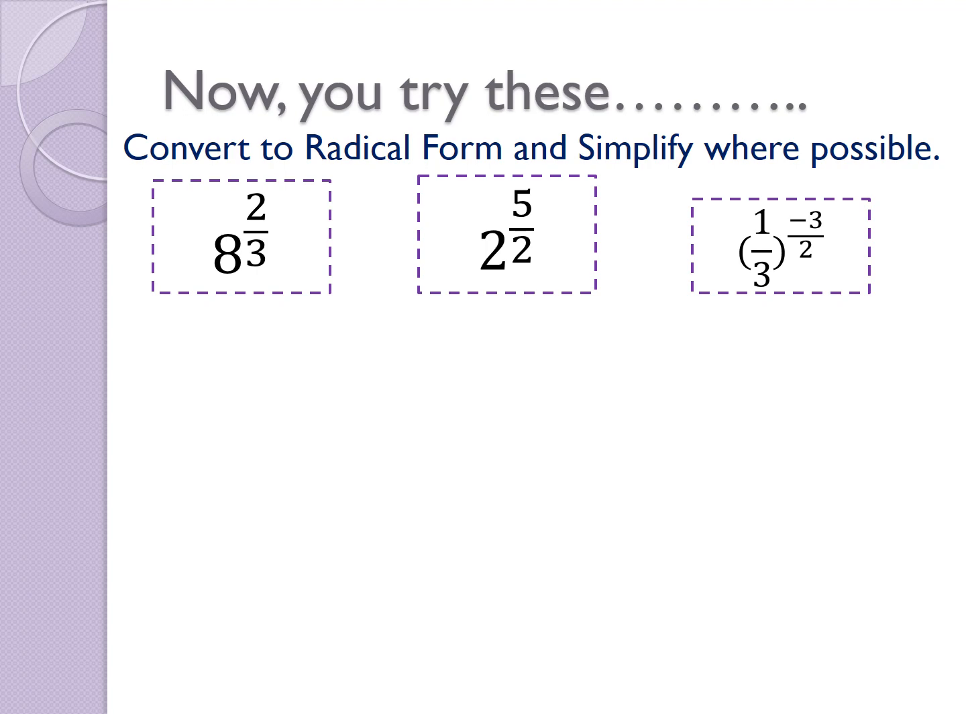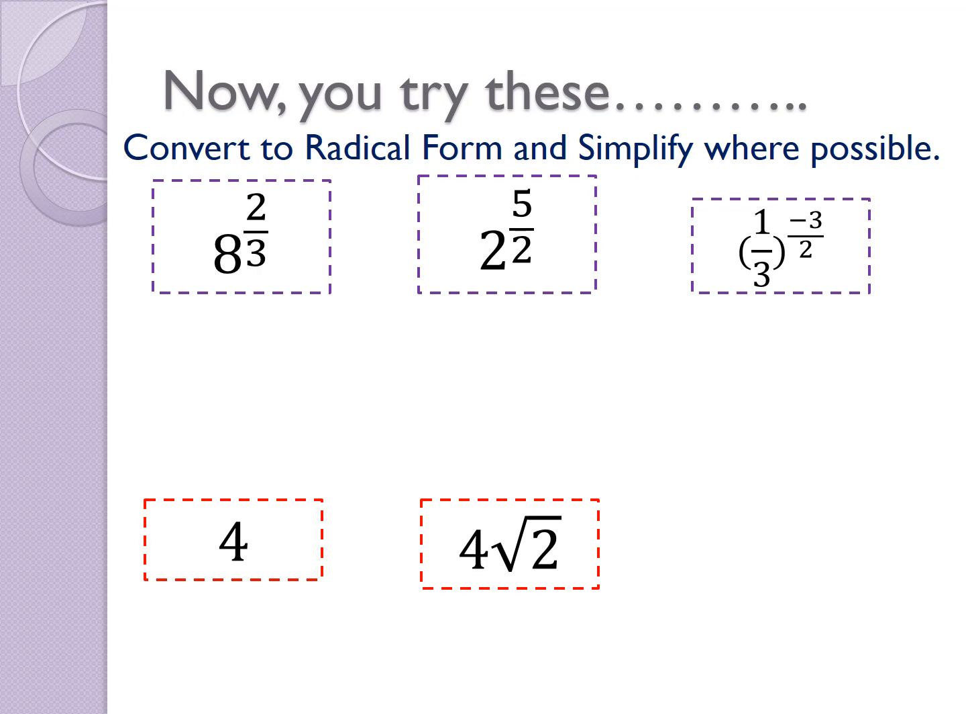Okay, so 8 to the 2/3 simplifies to 4 after I convert it to radical form. 2 to the 5/2, that becomes 4 square roots of 2. And 1/3 to the negative 3/2, well, remember you've got to flip it and the exponent goes positive, and then you can convert to radical form and simplify. And it becomes 3 square roots of 3.